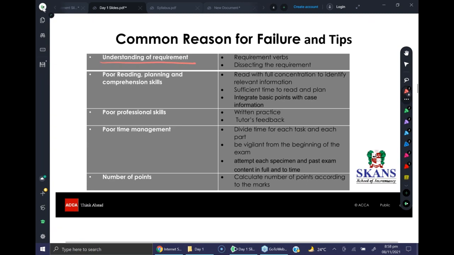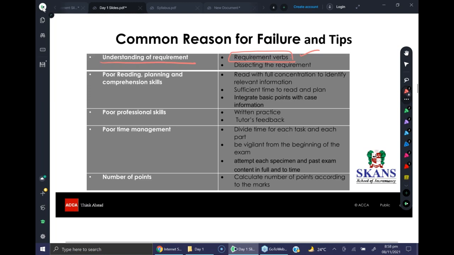Now, how to overcome this, or what are the suggestions? I will be telling you 2 things. Number 1 is stick to the requirement verb. What is the verb of the requirement telling you to do? Sometimes the examiner will ask you to explain something, analyze something, assess something, evaluate something. So always look at the exam verbs. Understanding of requirement is definitely crucial. Often students fail because they write a different answer, as I said earlier. So they need to have a good understanding of the requirement verbs.